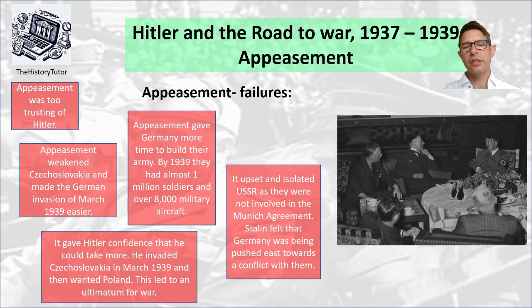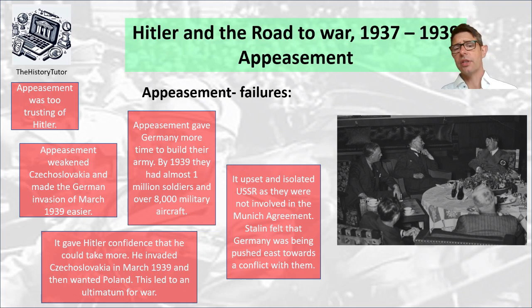Well, appeasement was too trusting of Hitler, and it allowed him to get stronger. Appeasement had weakened Czechoslovakia, importantly, and made the invasion of Czechoslovakia really, really easy in March 1939 when Hitler finally invaded all the land. All the fortifications were in the Sudetenland, so there's video reels of the German army pointing out all the fortifications they had taken in peaceful circumstances, whereas if they'd invaded it would have been a lot more difficult.